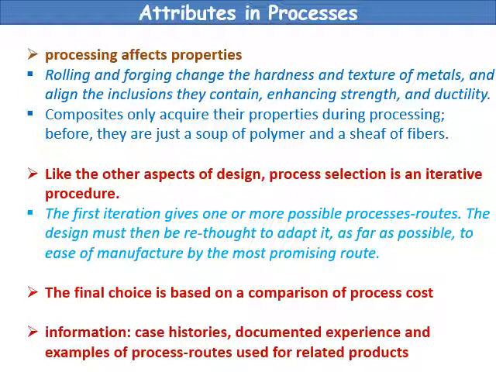Like other aspects of design, process selection is an iterative procedure. The first iteration gives one or more possible process routes. The design must then be rethought to adapt it as far as possible to ease manufacture by the most promising route. The final choice is based on comparison of process costs. Information, for example, case histories, documentation, experience, and examples of process routes for related products, is required to be used.